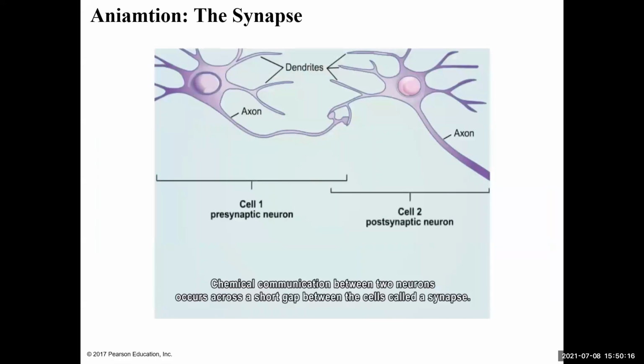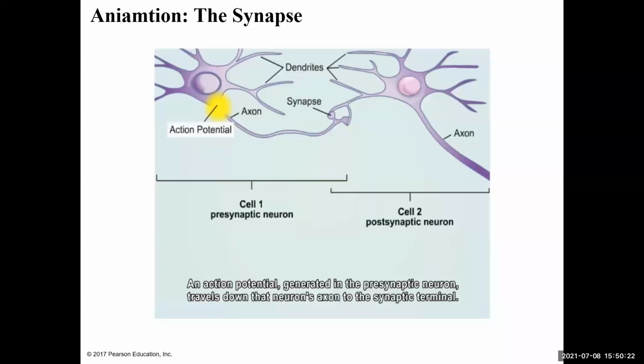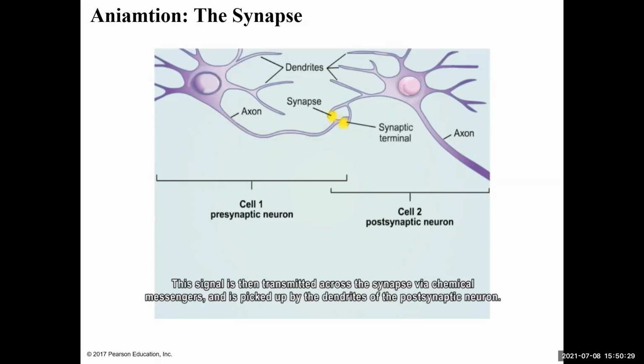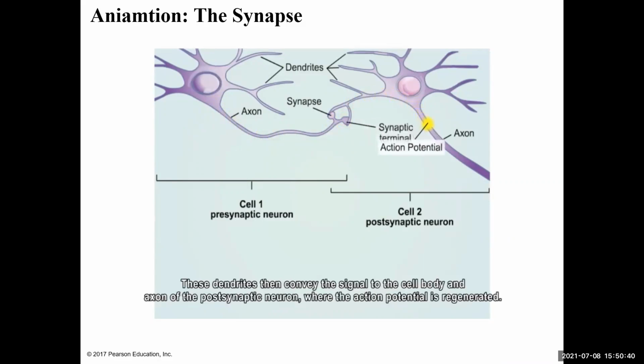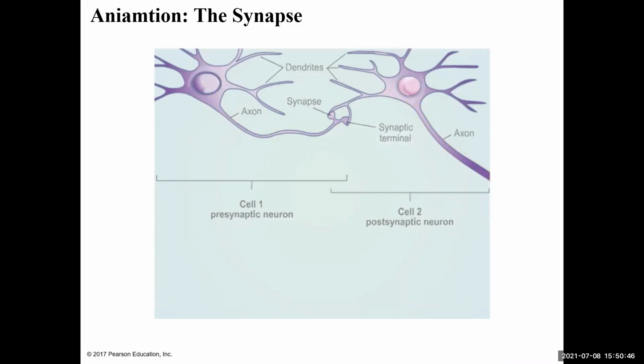Chemical communication between two neurons occurs across a short gap between the cells called a synapse. An action potential generated in the presynaptic neuron travels down that neuron's axon to the synaptic terminal. This signal is then transmitted across the synapse via chemical messengers and is picked up by the dendrites of the postsynaptic neuron. These dendrites then convey the signal to the cell body and axon of the postsynaptic neuron, where the action potential is regenerated.